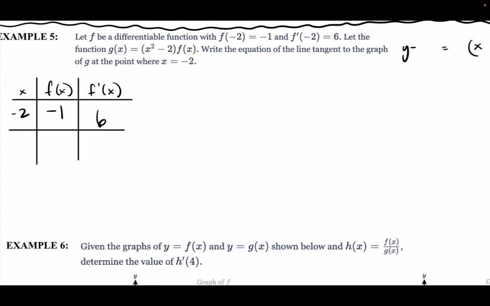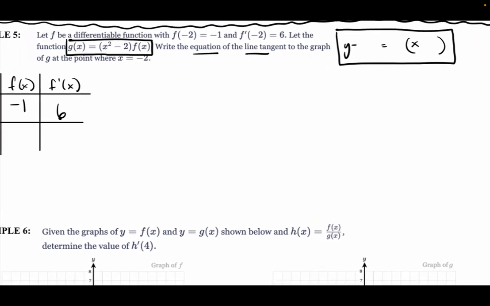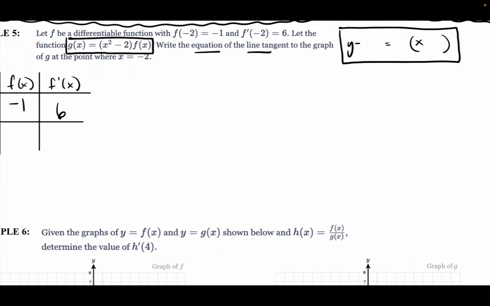Okay. Here's g of x. I need to write an equation of the tangent line where x equals negative 2. Well, to write an equation of a tangent line, the first thing I need is a slope. How do I get a slope? By figuring out the derivative of g of x. Derivative means slope. Derivative equals slope. So I have to find the derivative of g of x.